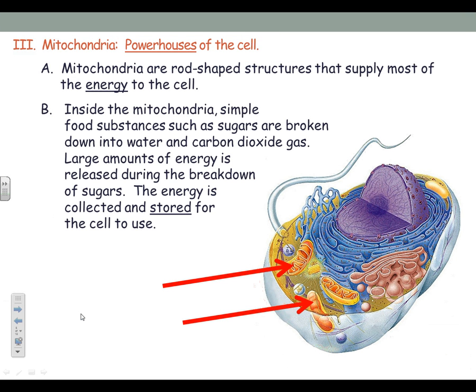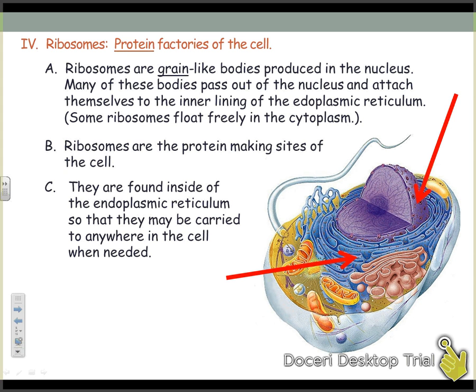The next structure we have is called ribosomes. Ribosomes are the protein factories of the cell. Now these guys are a little bit hard to see in this picture, but they are the little grain-like dots all over the nucleus here in the endoplasmic reticulum. It's all these little red colored dots that we find throughout this area. Those are ribosomes. Ribosomes are responsible for producing proteins. Proteins help repair damaged parts of the cell.